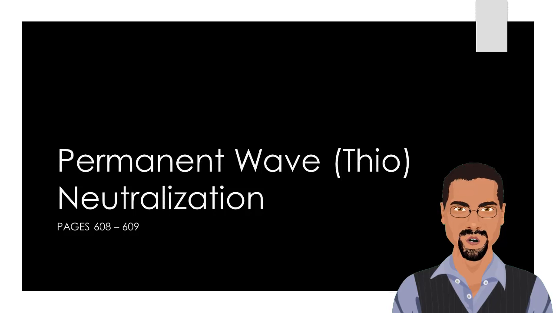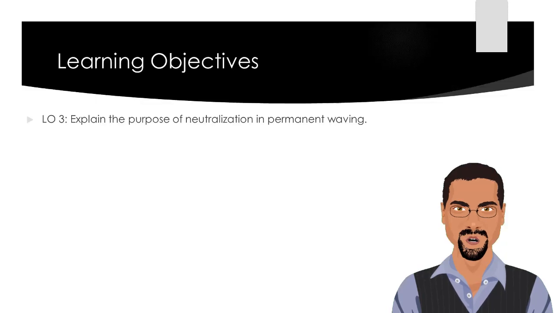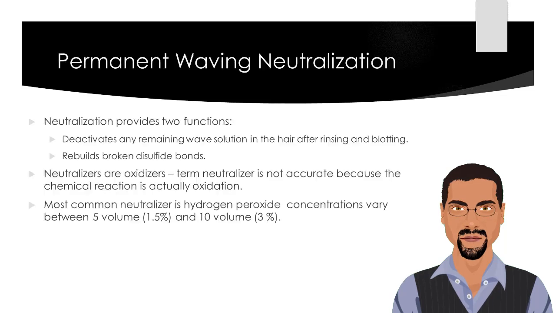In permanent waving, proper neutralization is just as important as the processing solution. Our learning objective for this lesson is to explain the purpose of neutralization in permanent waving. Neutralization provides two very important functions. The first is to deactivate any remaining permanent wave solution that may be left in the hair after rinsing and blotting. The second is to rebuild the broken disulfide bonds.